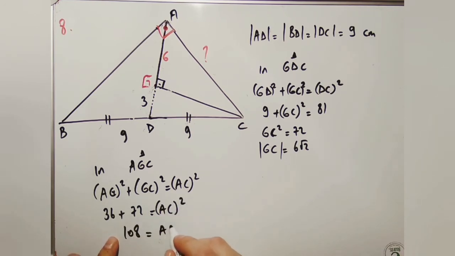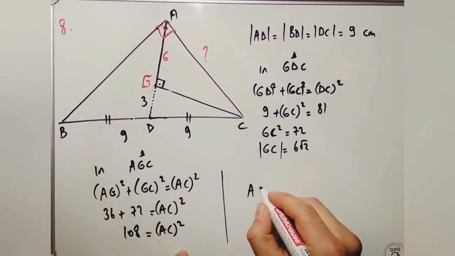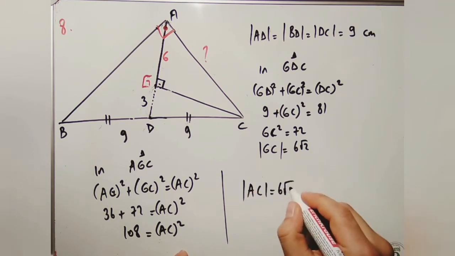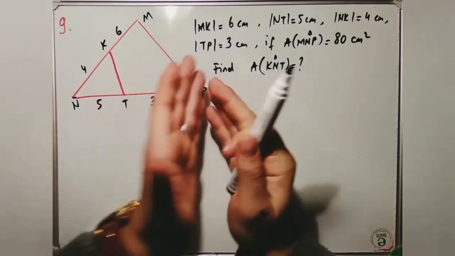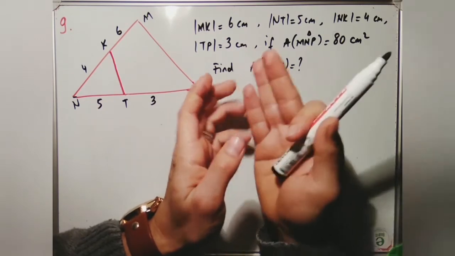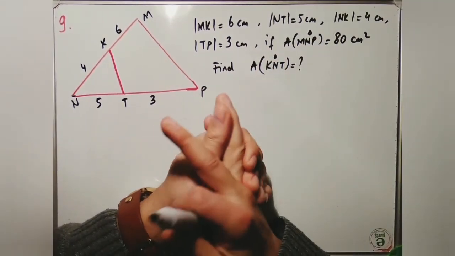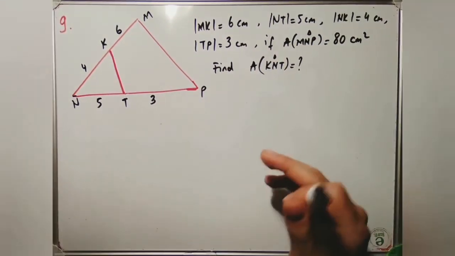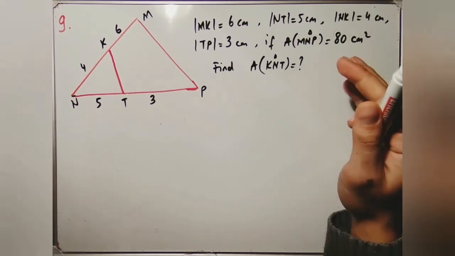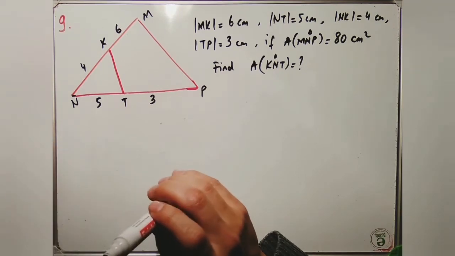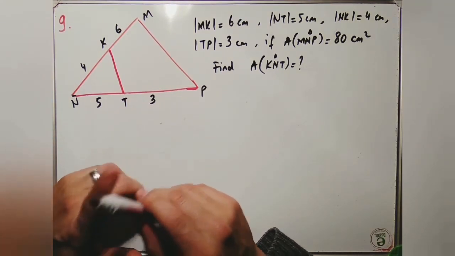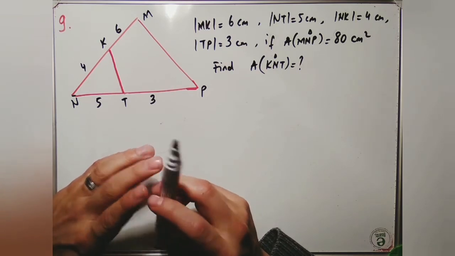108 is AC square. When we take the root of both sides, for AC we will have 6 root of 3 centimeter. So in the figure, the length of MK is 6 centimeter, NT is 5 centimeter, NK is 4 centimeter, and TP is 3 centimeter. And also the area of triangle MNP is given as 80 centimeter square. And we have to find the area of KNT.